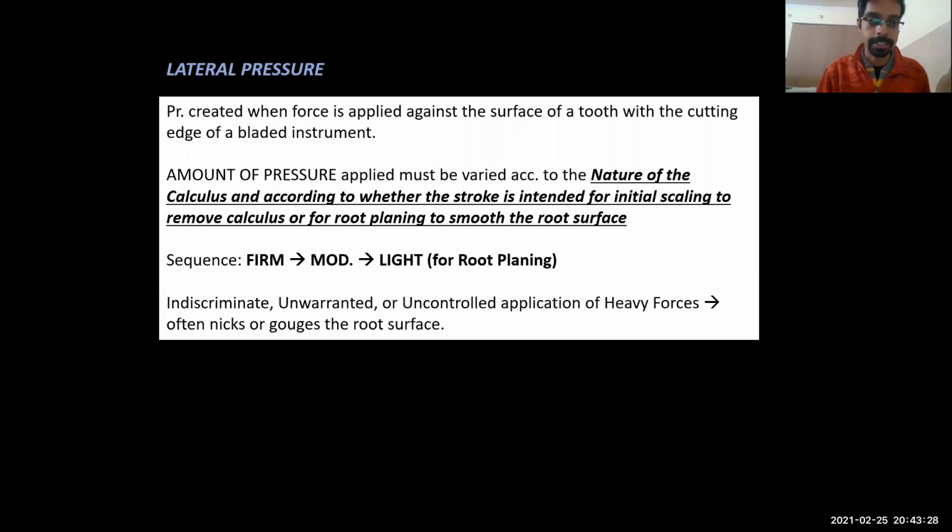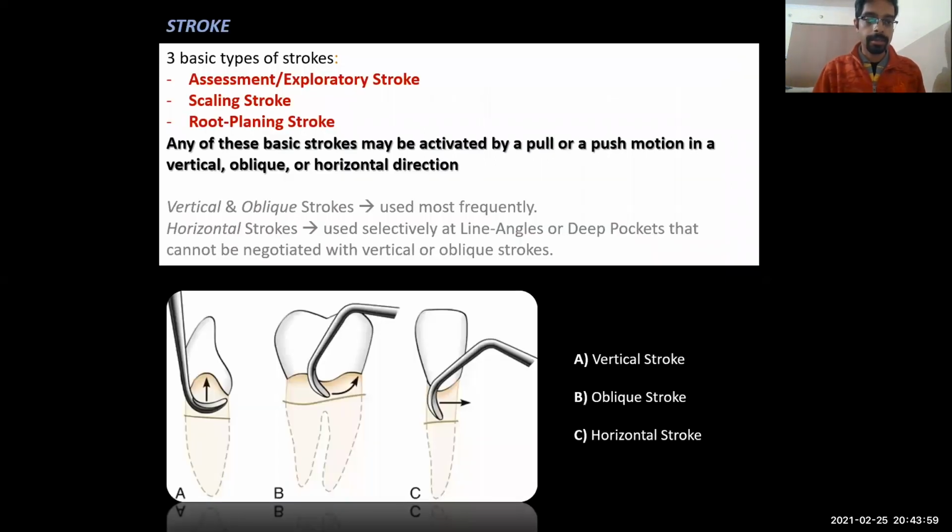Now coming on to the lateral pressure. Pressure created when force is applied against the surface of the tooth is known as lateral pressure. The amount of pressure applied must be varied according to the nature of the calculus and according to whether the stroke is intended for initial scaling or for root planing. So a different amount of pressure is needed for different purposes. The sequence is, first we apply firm pressure, then we slowly reduce it as we move towards the root planing tasks.